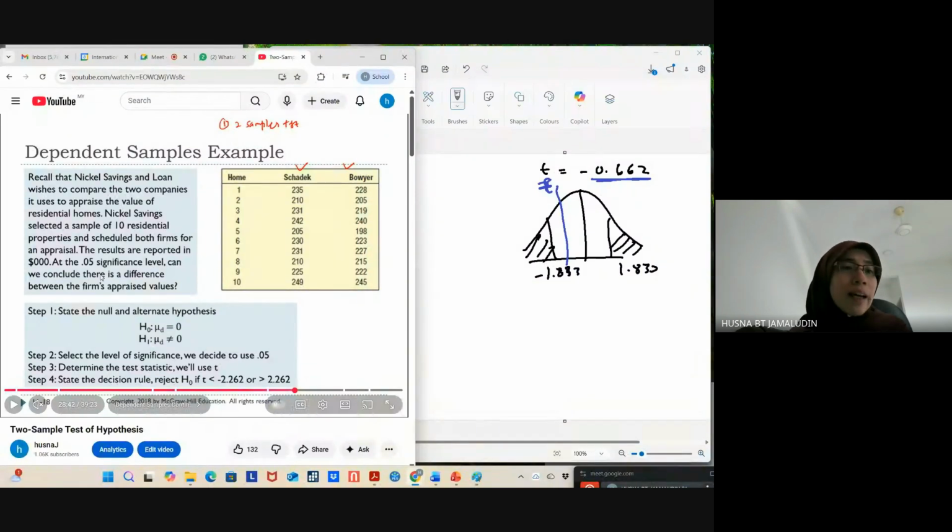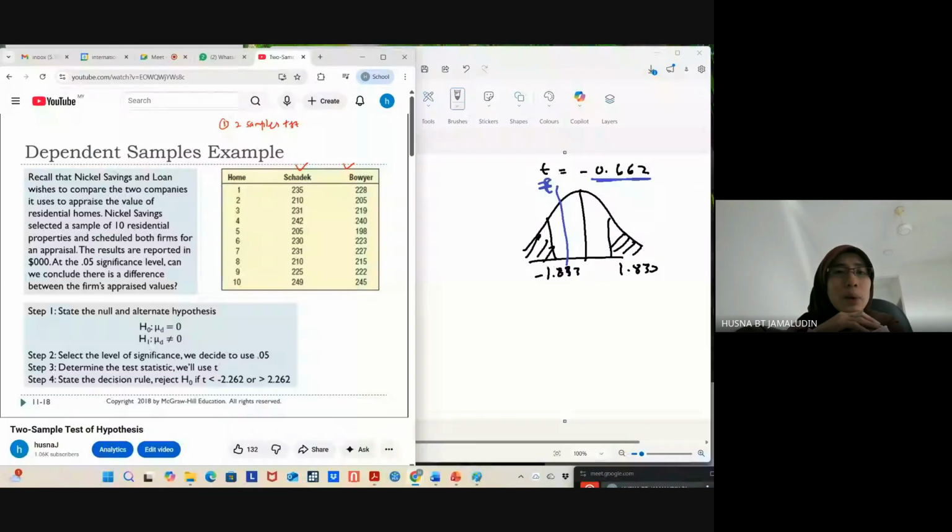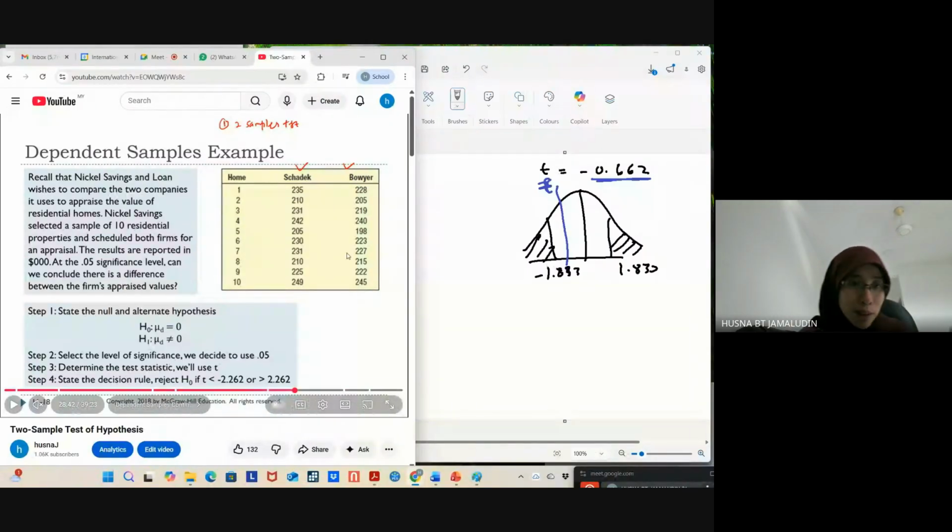So what was the question? At the 5% significance level, can we conclude there is a difference? The word difference is telling you this is a two-tail test between these two firms' appraised values. Somehow Nickel Savings is saying, I want these two companies to evaluate the value of the houses, whether their valuations are different or not. So Nickel Savings is selecting 10 homes and comparing between these two companies. You can see these are two things, and this is two-tail because it is different.